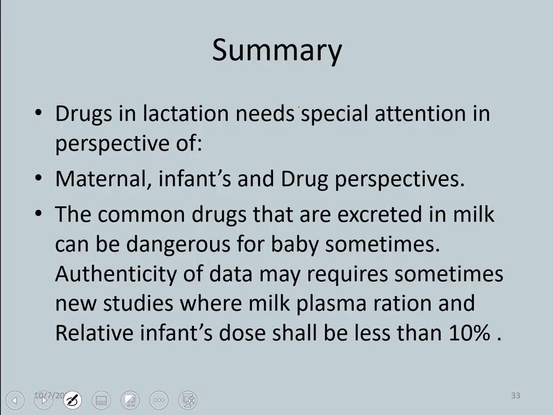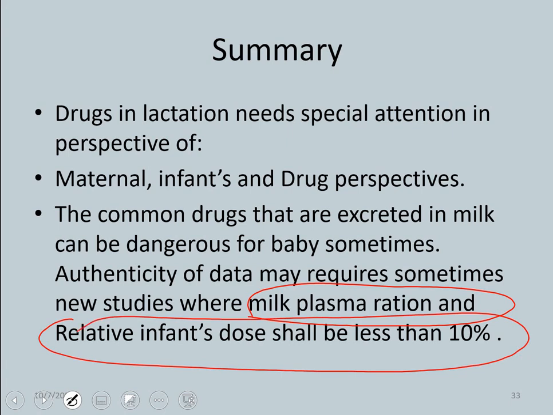Just remember, in summary, you should understand the milk-plasma ratio, and also keep in mind that the relative infant dosage shall not be more than 10% of the maternal dose. I hope you now understand the drugs used in pregnancy and in lactation, so that when you use a drug in lactation, you will keep all these parameters in mind. Thank you.